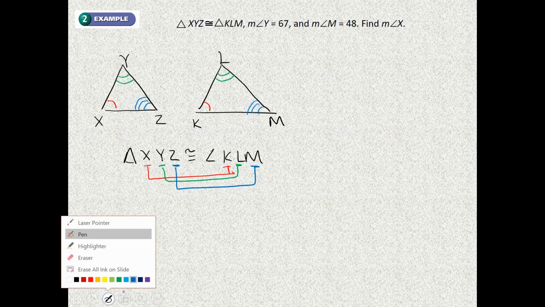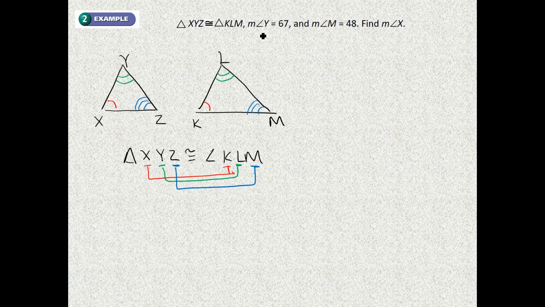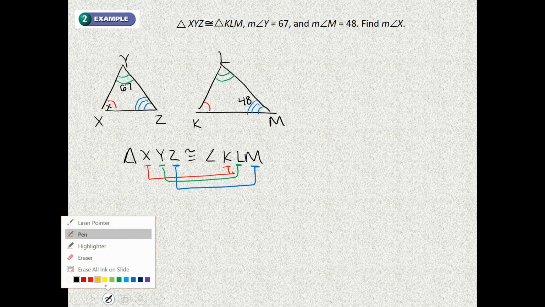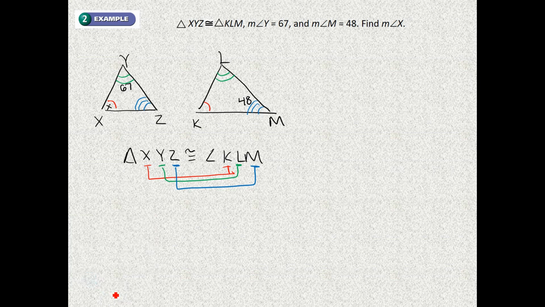Now, the remainder of the problem says that the measure of angle Y is 67, so this angle is 67, and the measure of angle M is 48. And it's asking for the measure of angle X. So I'm going to call this X. Now, based on this, we have 2 triangles. However, since angle M is 48, I could say that angle Z is also 48.